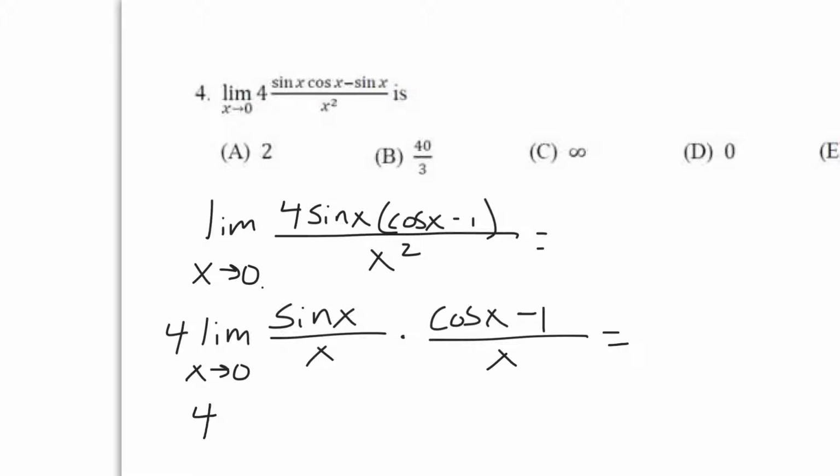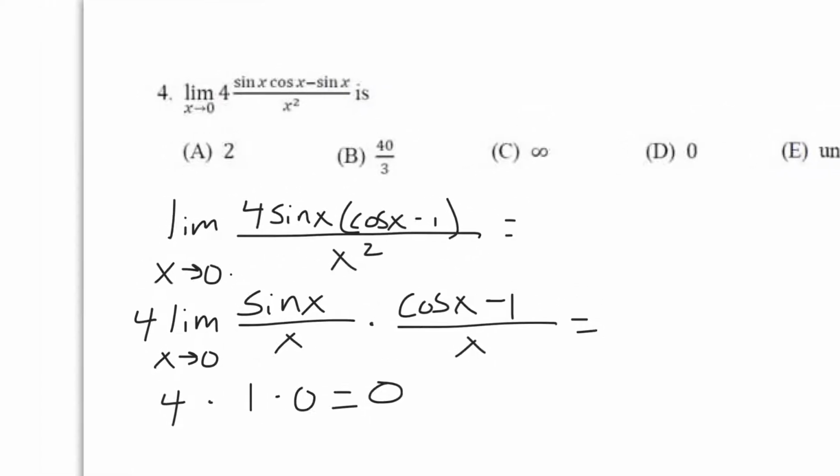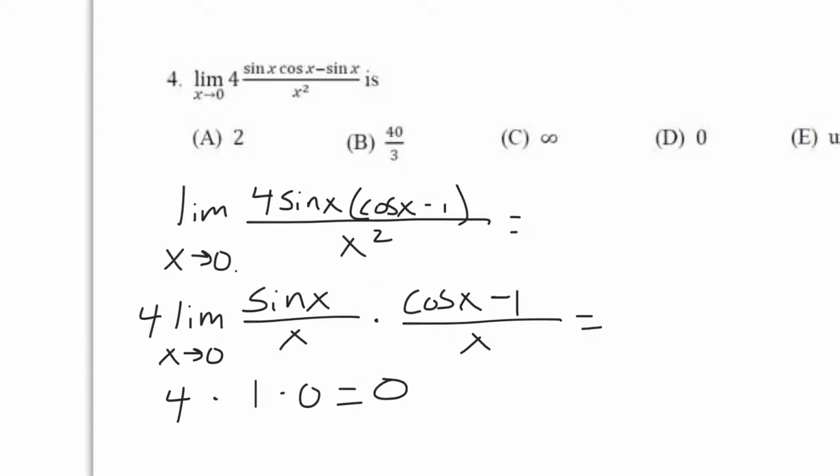So I got this 4 I'm bringing down, times, well, what does sine of x over x approach as x approaches 0? Well, that approaches 1. That's from our notes. What does cosine of x minus 1 over x approach as x approaches 0? Well, that approaches 0. That's also in our notes. 4 times 1 times 0, it's 0. That is answer D.